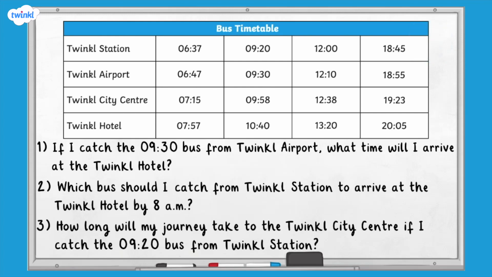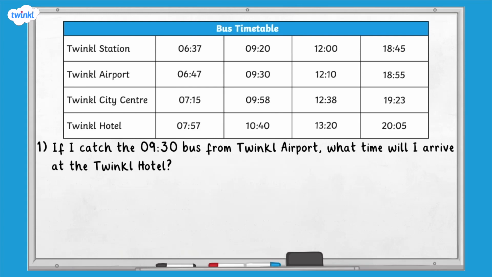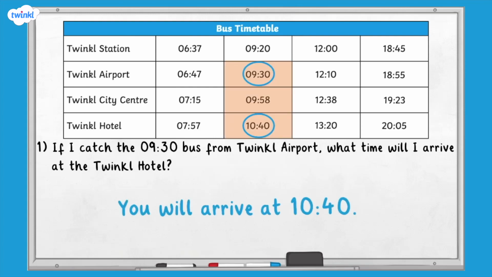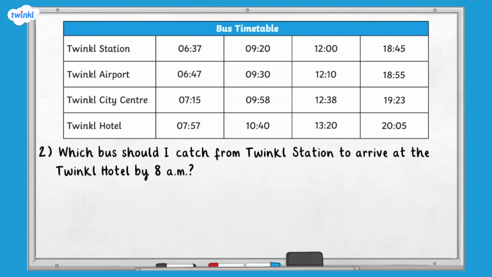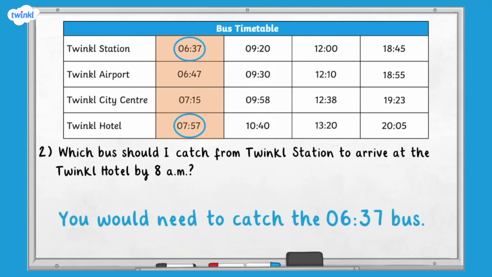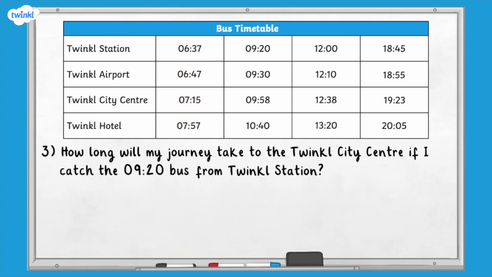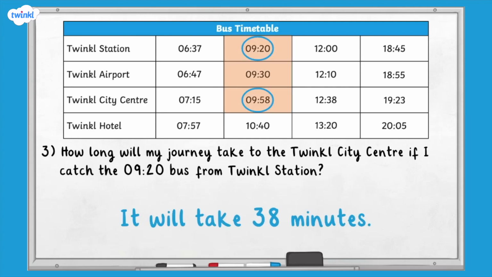Have you finished? Perfect, here are the answers. The 9:30 bus from Twinkl Airport arrives at Twinkl Hotel at 10:40. To arrive at Twinkl Hotel by 8 a.m, you would need to catch the bus that arrives at the hotel at 7:57. This bus leaves Twinkl Station at 6:37. The 9:20 bus from Twinkl Station arrives at Twinkl City Centre at 9:58. From 9:20 to 9:58, it is 38 minutes.